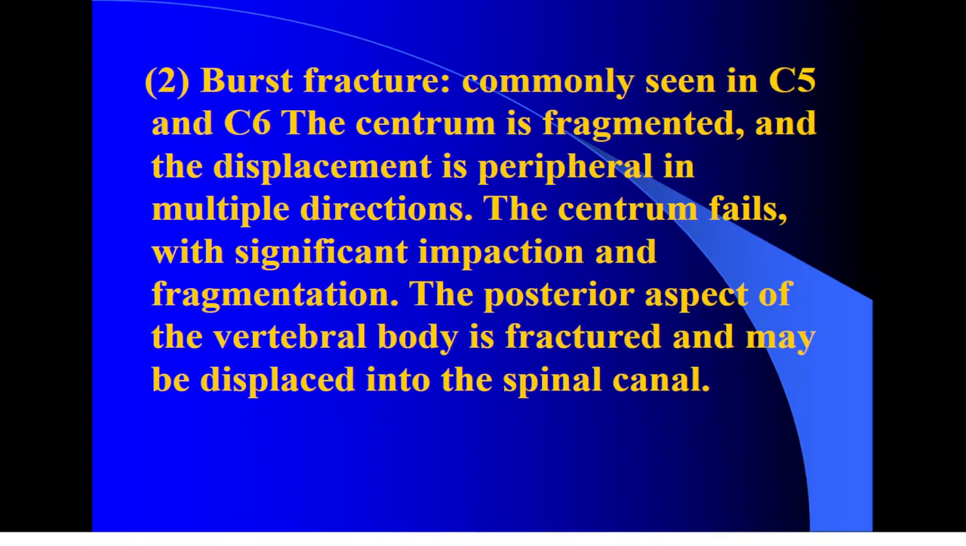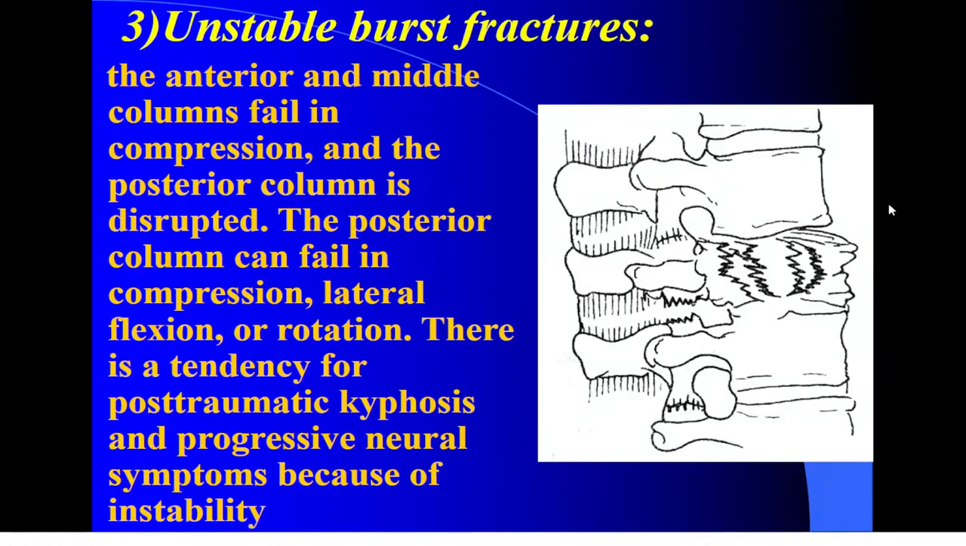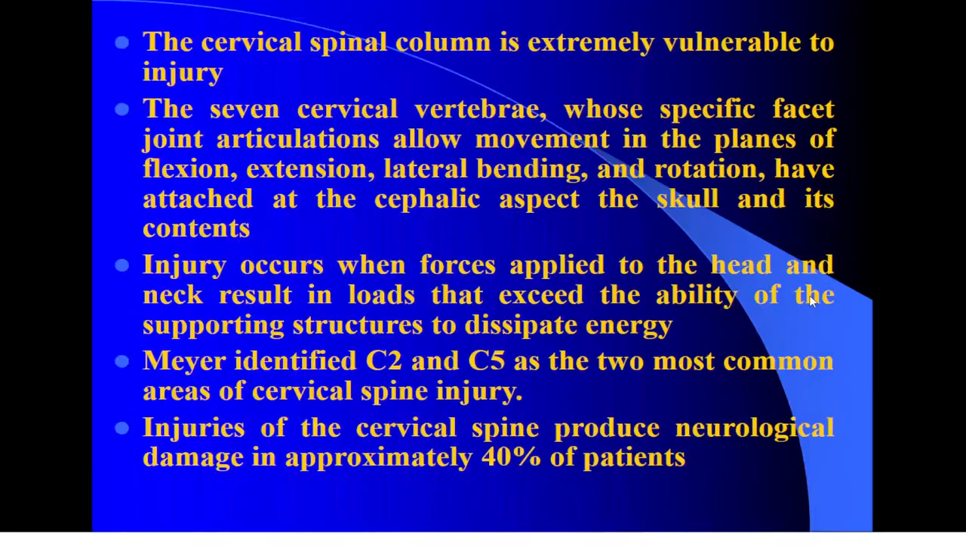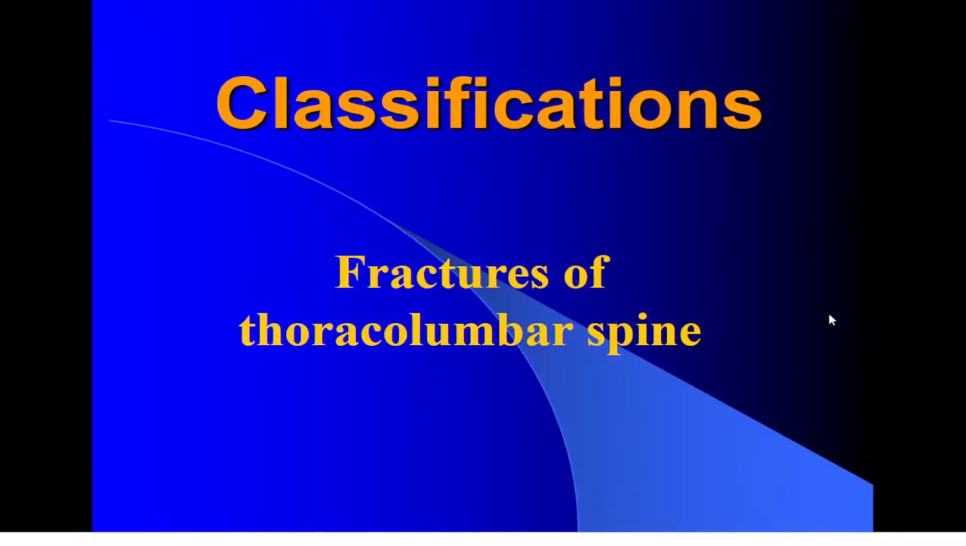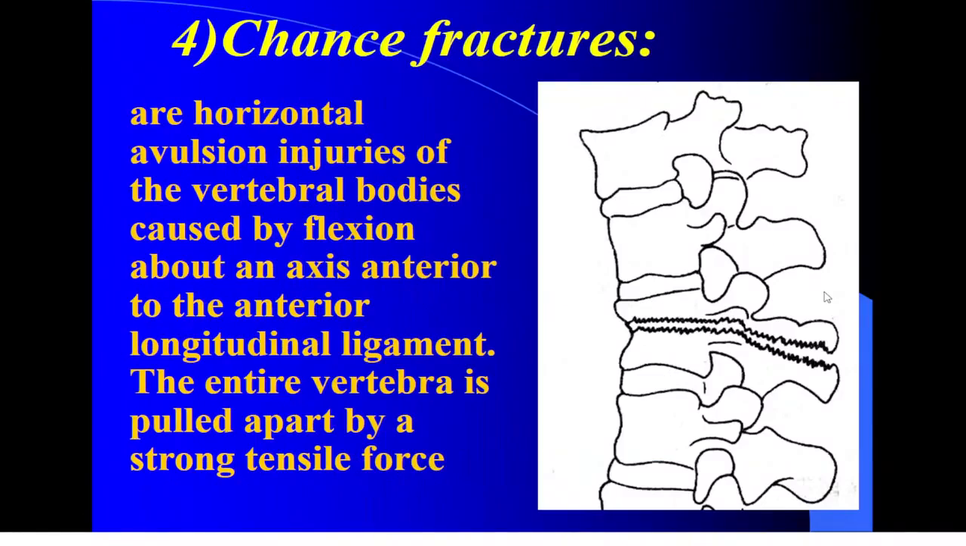So why is it like that? Why are the most commonly damaged vertebrae located at the distal part of the cervical spine, distal part of the thoracic, and proximal part of the lumbar?